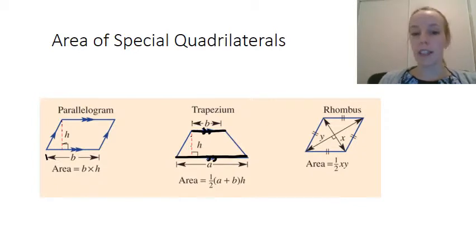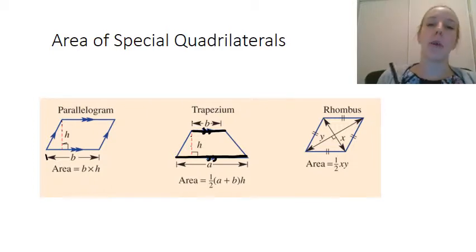So the reason we do this is because with our order of operations, brackets means we have to do that first. So you add A and B together, and then you do a half times the sum of A and B, and times that by the height.